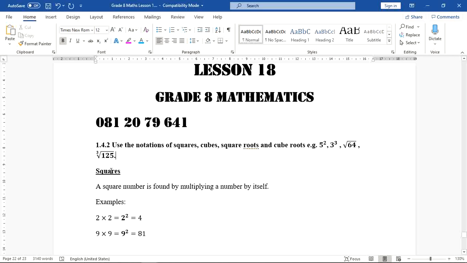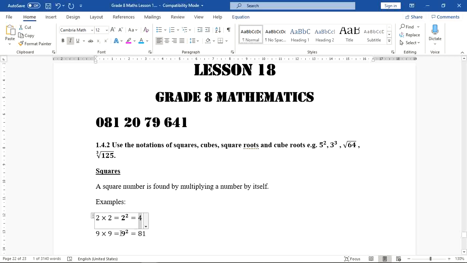A square number is found by multiplying a number by itself. So what we have is 2 times 2, and that can be written as 2 exponent 2. Now this is what we call a power. This little 2 on top tells us that we need to multiply this 2 twice, and if we do that, we get a number called a square number. So the definition of a square number is a number found by multiplying a number by itself.